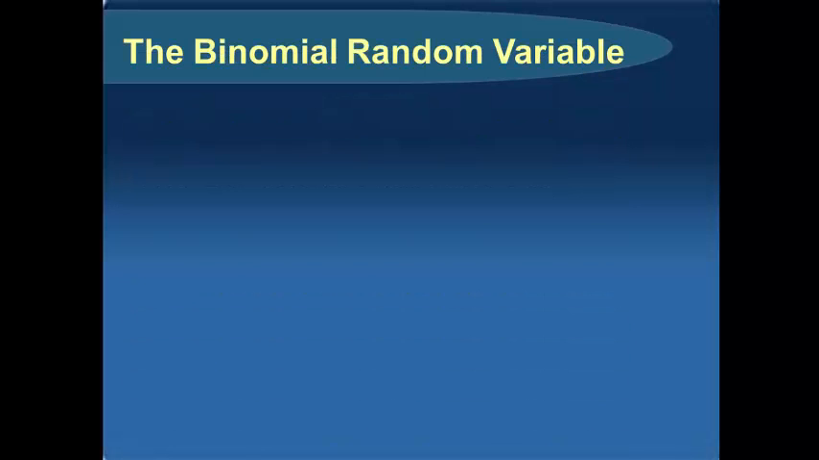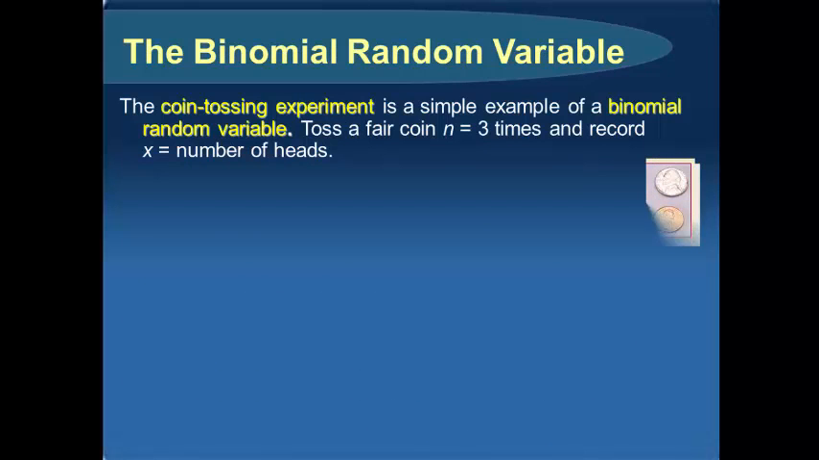The binomial random variable. The coin tossing experiment is a simple example of a binomial random variable. Toss a fair coin 3 times and record x, which is equal to the number of heads.